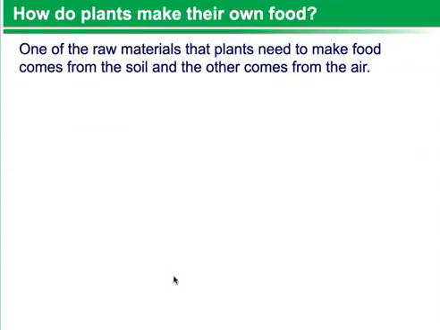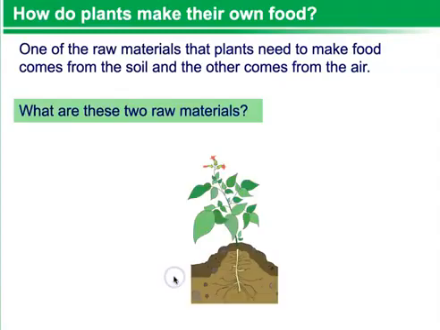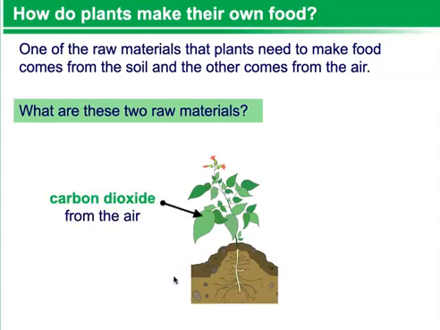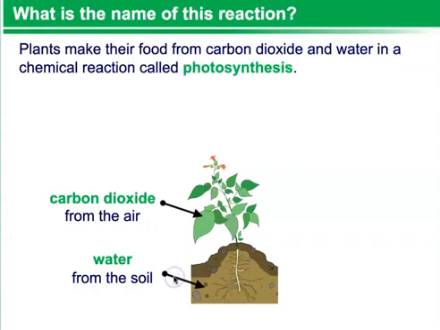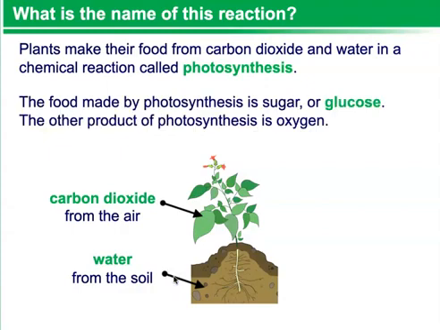One of the raw materials that plants need to make food comes from the soil, and the other comes from the air. So what are these two raw materials that are needed? The first is carbon dioxide from the air, and the second is water from the soil. Plants make their own food from carbon dioxide and water in a chemical reaction that we call photosynthesis. The food made by photosynthesis is sugar, or glucose. The other product of photosynthesis is oxygen.